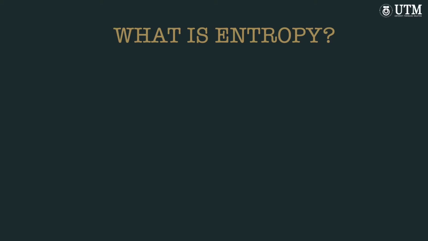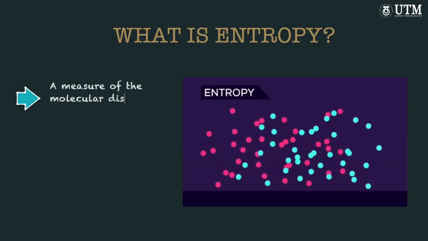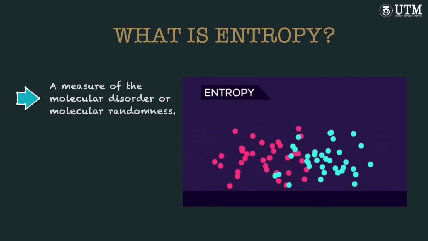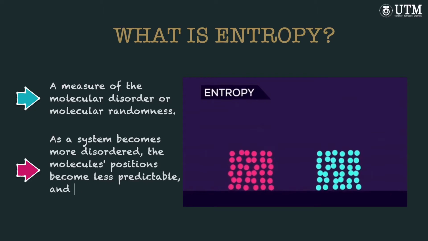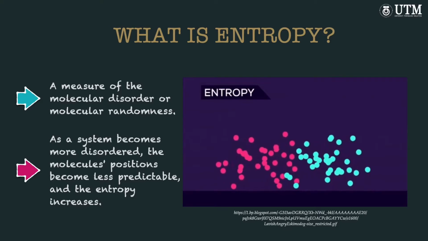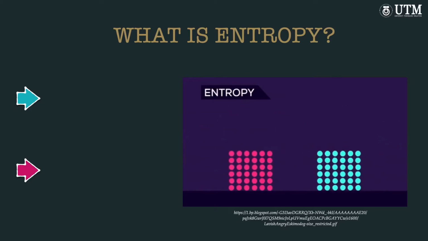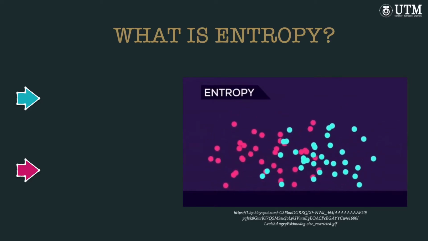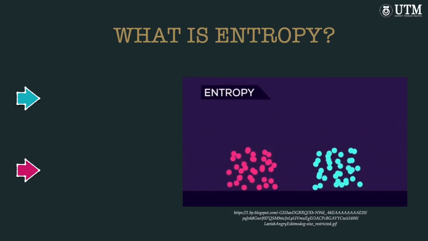What is entropy? Entropy is viewed as a measure of the molecular disorder or molecular randomness. As a system becomes more disordered, the molecules' positions become less predictable and the entropy increases. Thus, a substance's entropy is lowest in the solid phase and highest in the gas phase.